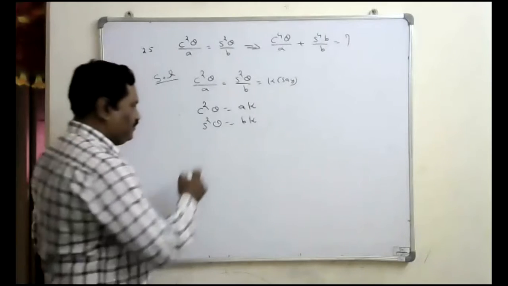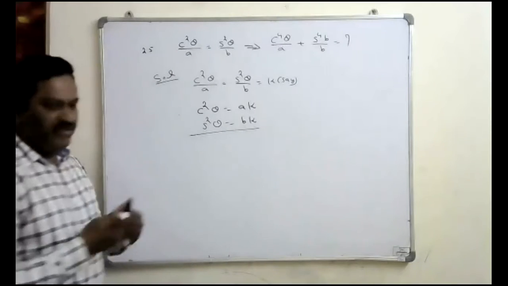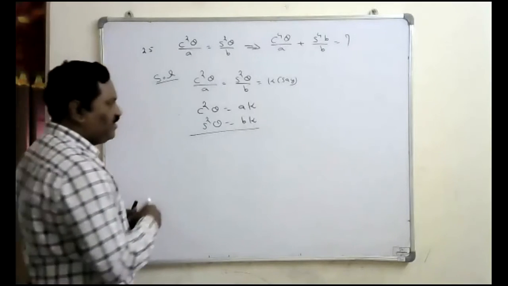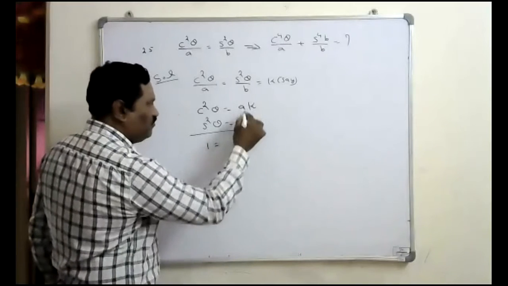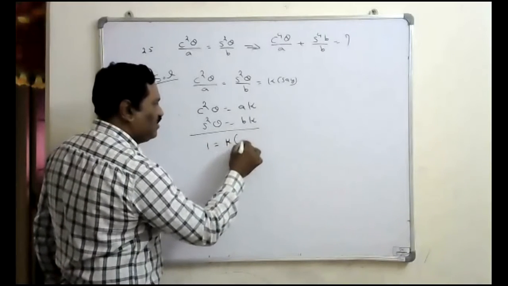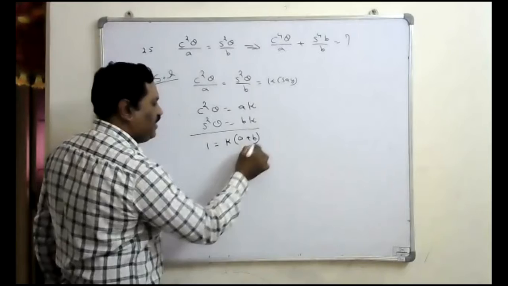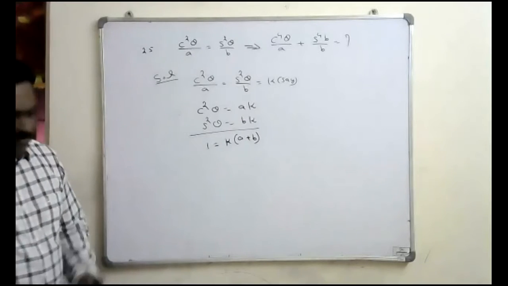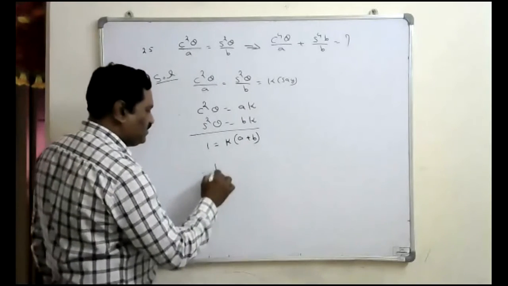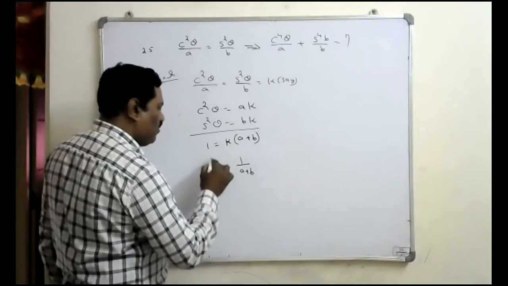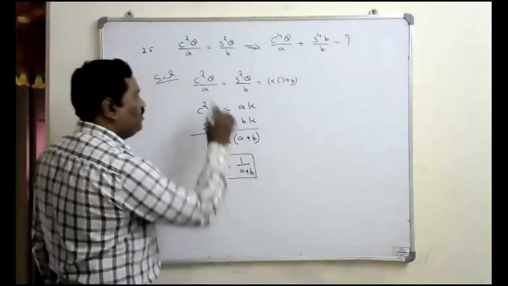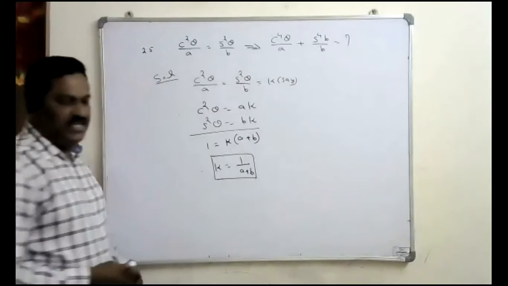Now we will add them. If we add them, cos square theta plus sin square theta, which is 1, is equal to, from these two, I can take the k common, then we get a plus b. So therefore the value of k is 1 by a plus b. Means both the ratios are equivalent to 1 by a plus b.